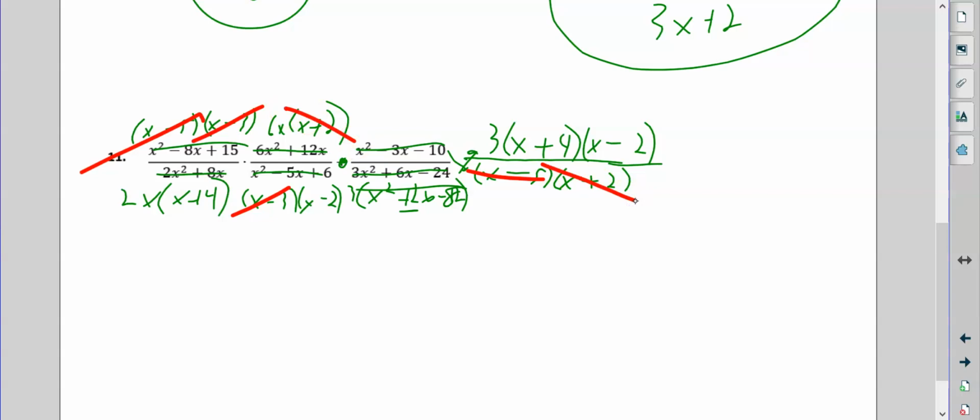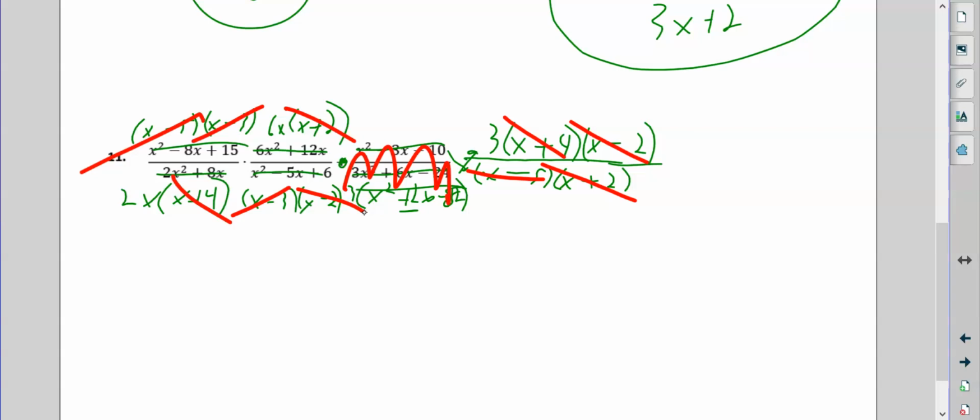The 3. Oh, I have a... No, never mind. I almost looked at that 3 there. Nothing with a 3. I have a 2 on the bottom. That doesn't help. X plus 4. Oh, I got that. X minus 2. Yep, I've got that. So what do I have left?